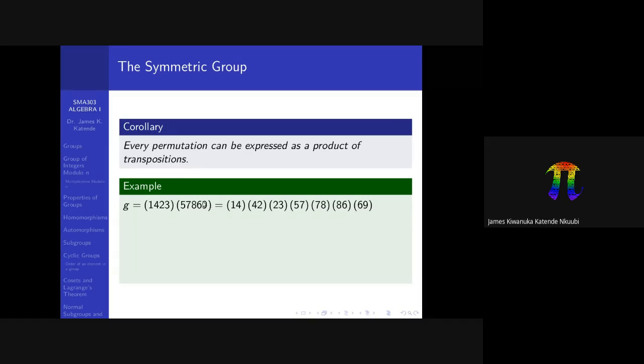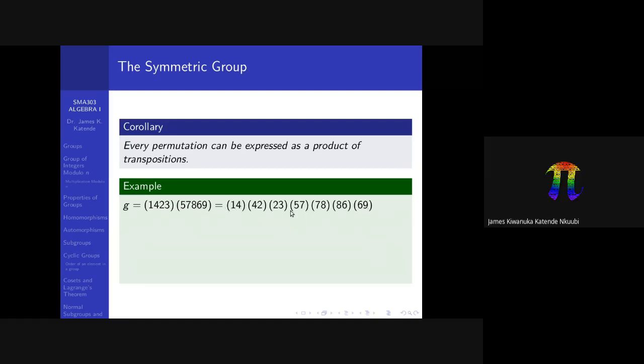So this decomposition into a product of disjoint cycles is unique, but the uniqueness is up to order because disjoint cycles commute, and therefore I can choose to start with this cycle followed by this cycle. It will still work.